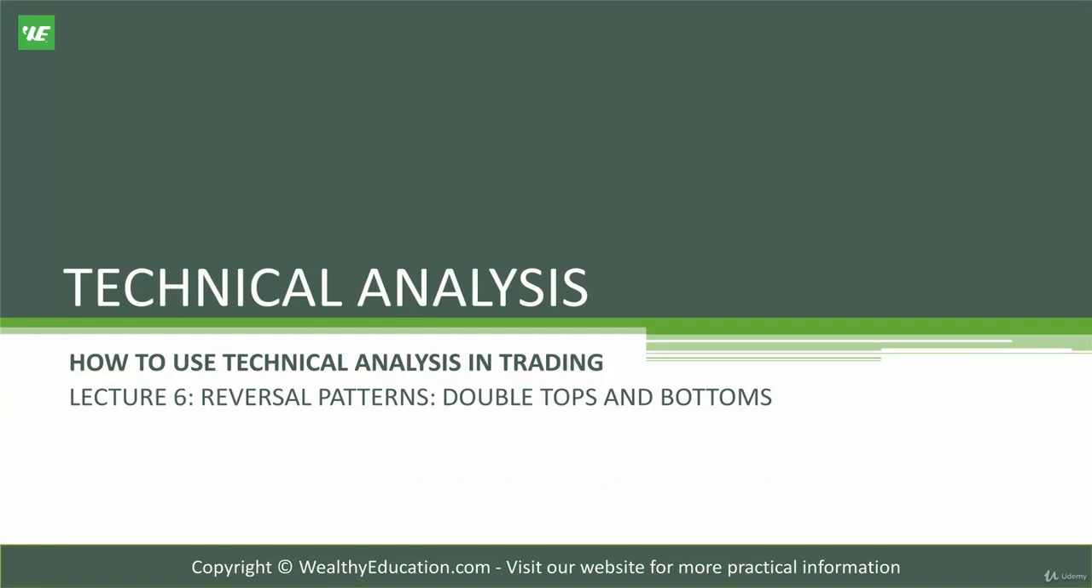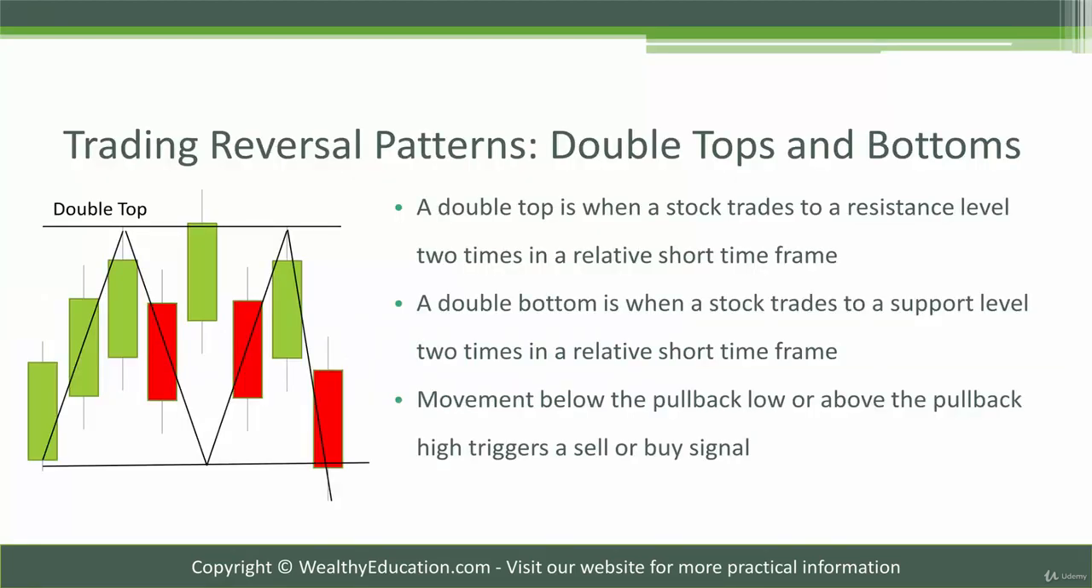Today we're going to be talking about reversal patterns, and specifically the double top and the double bottom. A double top is when a stock trades up to a resistance level 2 times in a relatively short time frame, and a double bottom is when a stock trades down to a support level 2 times in a relatively short time frame.